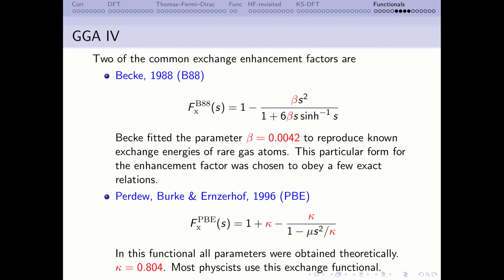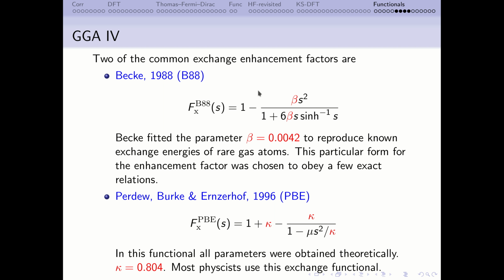Right. Here are some forms of what those enhancement factors look like for common functionals. This is the Becke 1988 functional. It has a single parameter in it. Becke fitted this parameter on a bunch of exchange energies for rare gas atoms. He chose this particular form because it was known to obey certain exact relations.